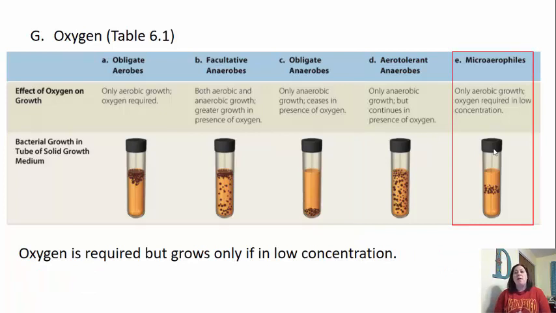The last group are the microaerophiles. These are going to do aerobic growth, but they need very low concentrations of oxygen. So oxygen is required in only very low amounts. And again, this is why you can see in the test tube they're growing right in the middle, where there's some oxygen present, just not very much.